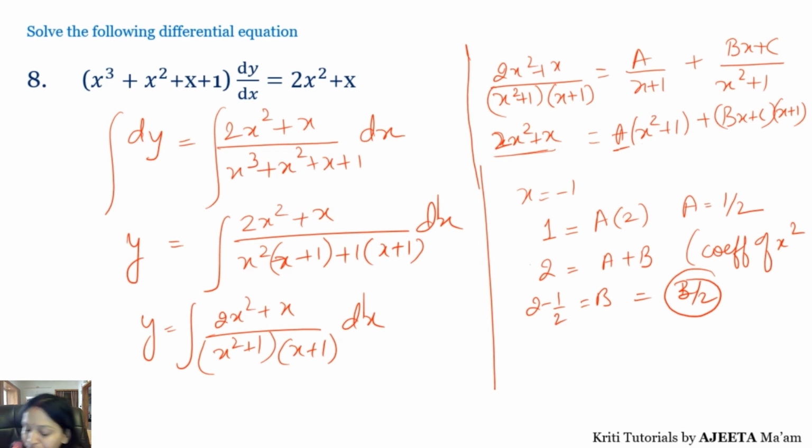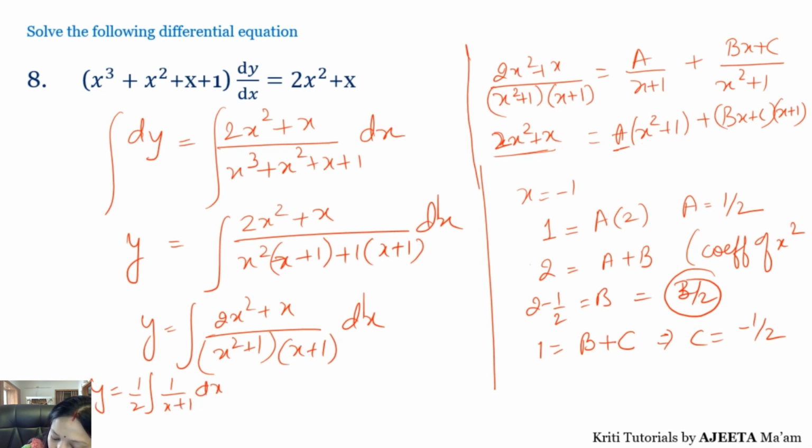लेट्स कंपेयर एक्स के कोफिशिएंट्स. एक्स 1, बी का कोफिशिएंट और एक सी. Okay, now b plus c is 1. So what is c? 1 minus 3/2 is minus half. So अभी हमारे पास सिंपल फंक्शन बन गया with a b c. So what is it? y is equal to a का वैल्यू हाफ, 1 upon x plus 1 dx.